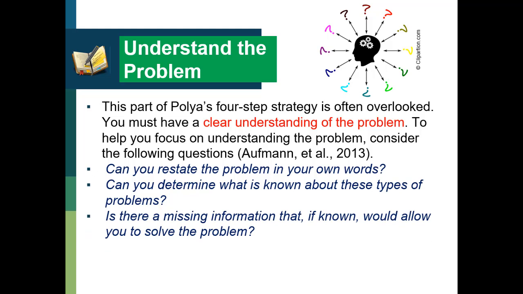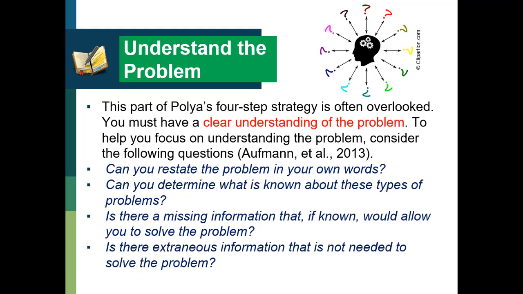Next, is there missing information that, if known, would allow you to solve the problem? Of course, sometimes there are implicit givens. Is there extraneous information that is not needed to solve the problem? This is very evident because sometimes there is extraneous information in the problem that makes the problem confusing, but actually it is not part of the solution.